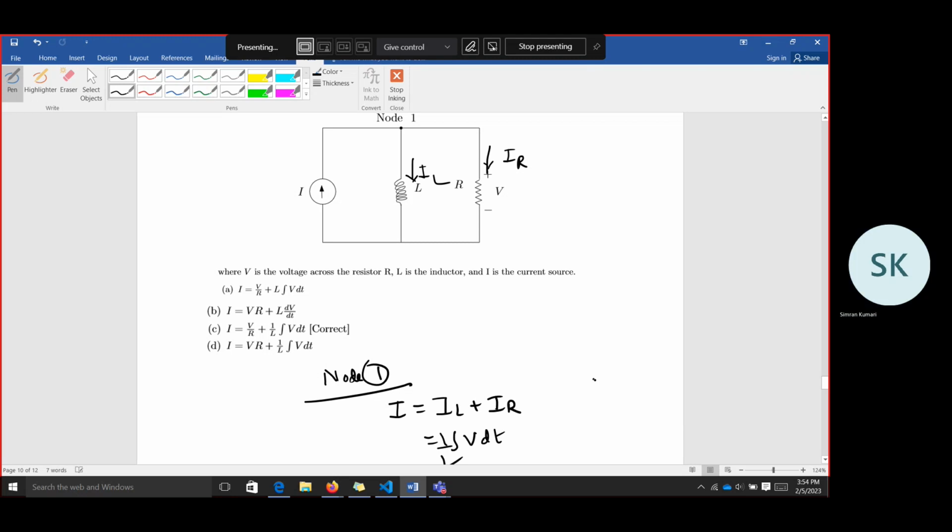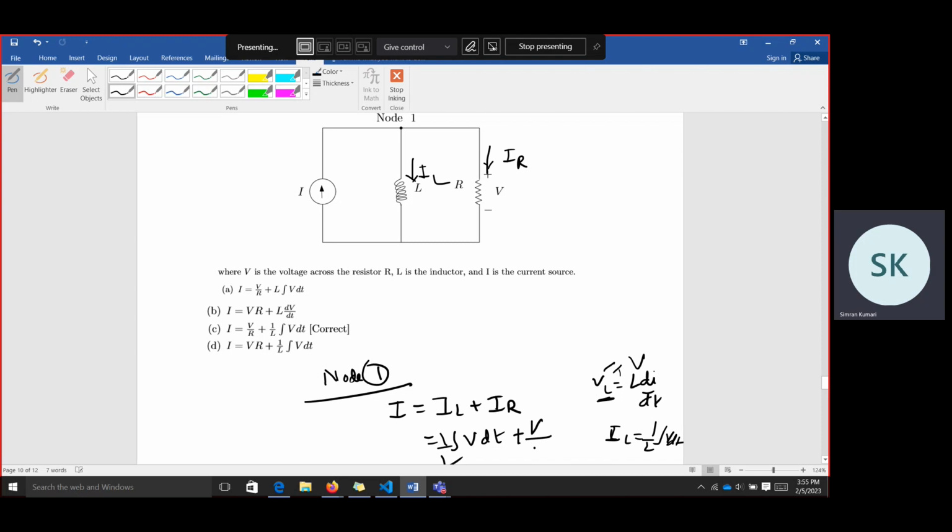Now for IL, what can we write? Because VL equal to L di by dt. This VL is given because this branch and this branch are in parallel, so this VL is equal to V. From there we can write IL equal to 1 by L integral of V dt, and IR equal to V by R. This is the equation that we will get.